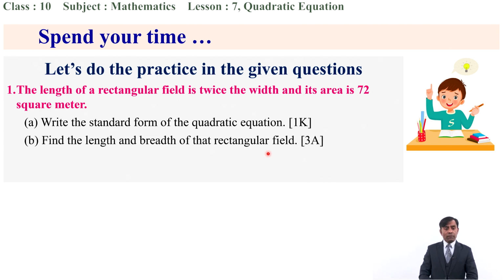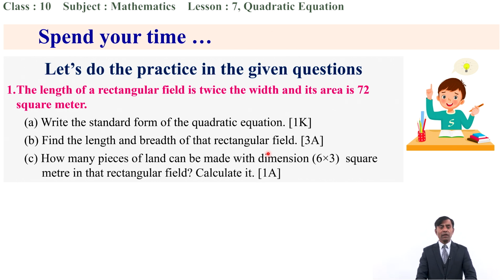Similarly, find the length and breadth of the rectangular field. From the given context, make two equations and solve them. We'll get a quadratic equation; solve it by any method and find the length and breadth of the rectangular field. And part C: how many pieces of land with dimension 6 multiplied by 3 square meters can be made in that rectangular field? We know the area of the rectangular field is 72 square meters, given in the question.